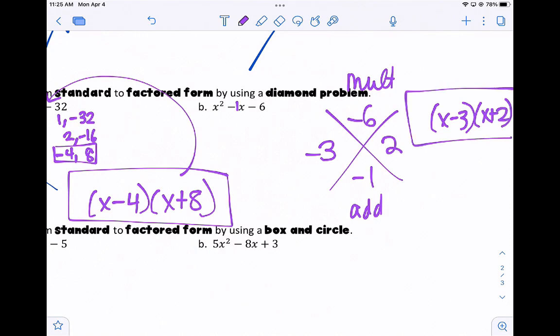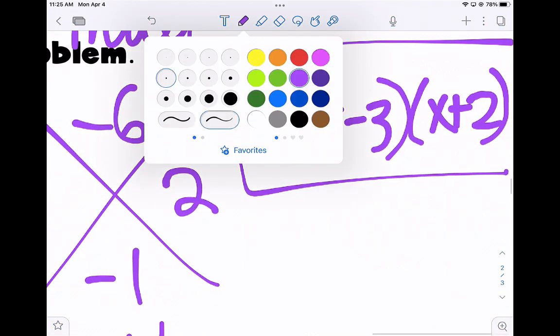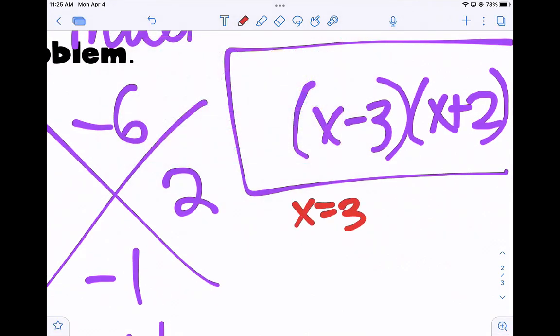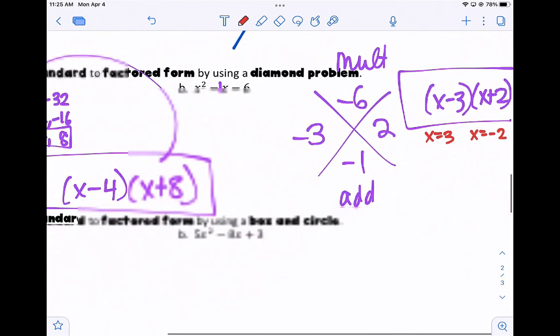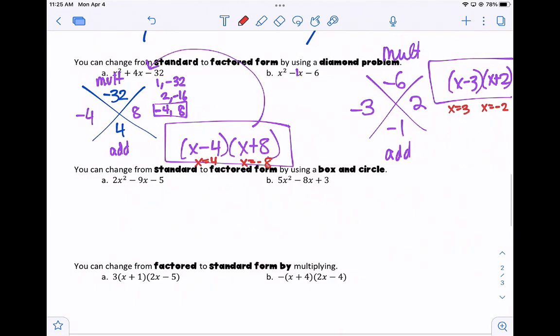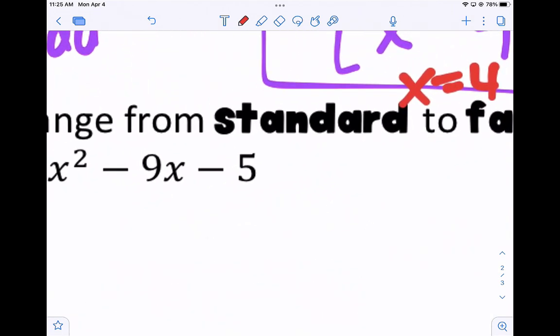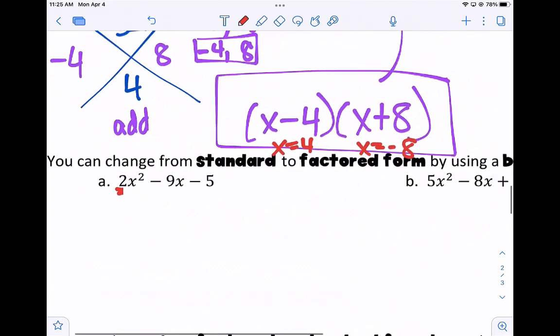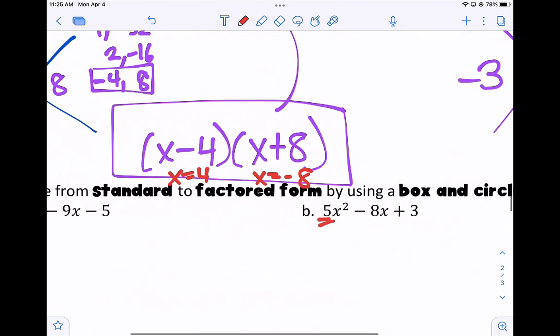And then I could ask you to find the zeros. What are the zeros or x-intercepts? This one would be at 3 and at negative 2. The zeros of this one would be at 4 and at negative 8, if we were to solve it. All right, sometimes you can't use a diamond problem, so if there's a number for the a value right here, you have to use box and circle to factor it.